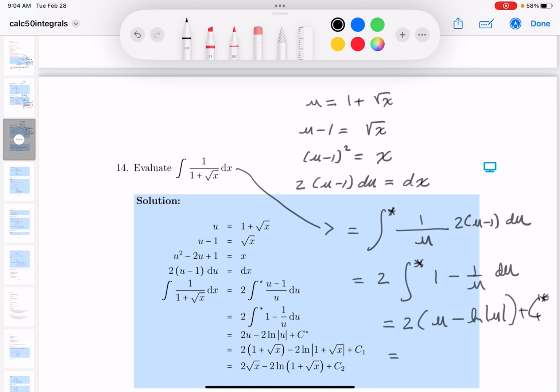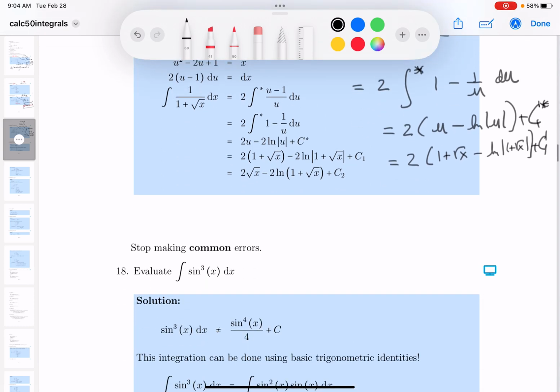Let's go back to the land of x's. And what do you see there? Let's write this down. You get 2. Well, what's u? It's 1 plus root x minus the natural log of the absolute value of 1 plus root x plus c. All right, it's a fine answer, but I do want to simplify it a little bit.